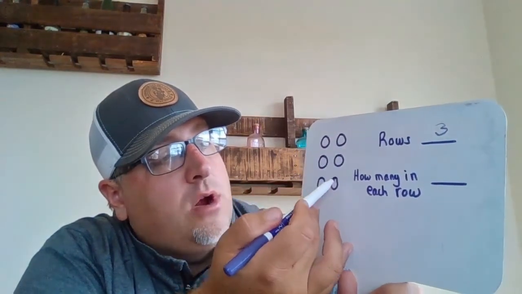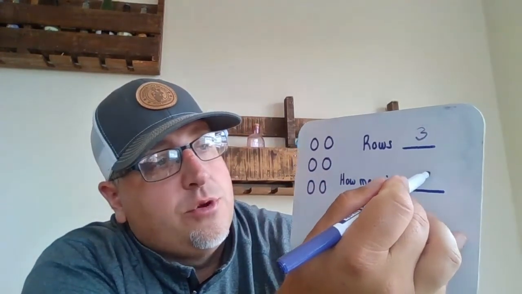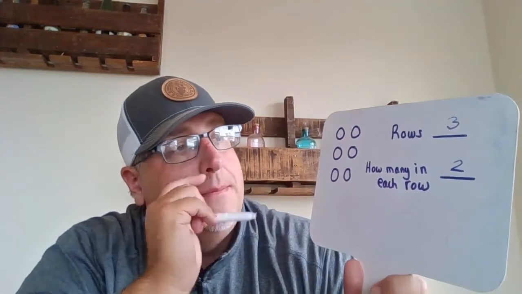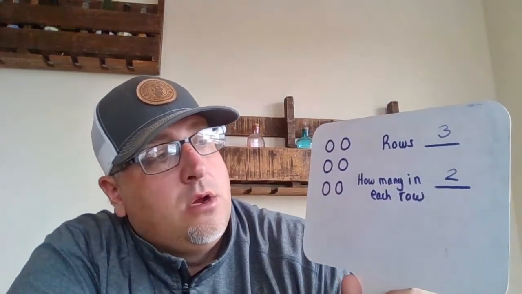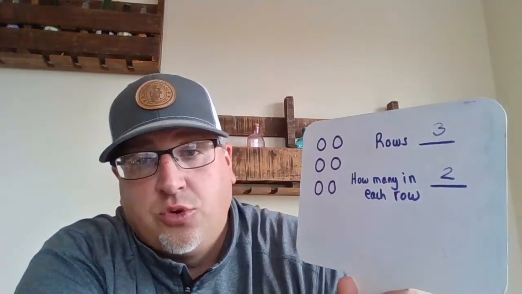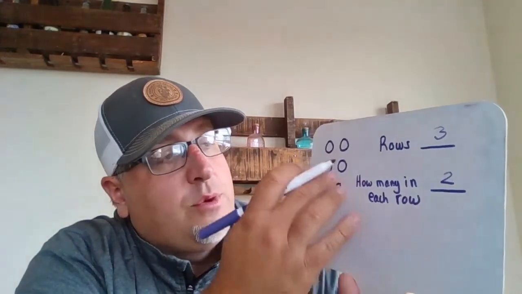There's 2 in that row. And there's 2 in that row. So in each row, we have 2. Okay? So I went there and I just counted them up. Or I could look at this in terms of columns. I could say that there's 2 columns. Okay? So I know I have 3 rows.